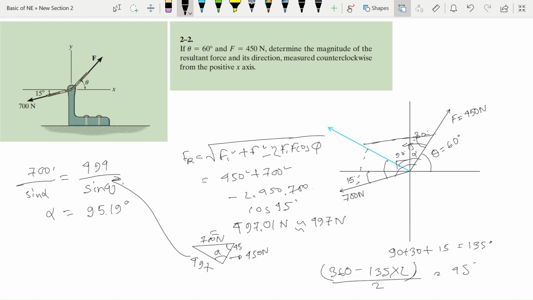Again, here it is told to measure counterclockwise, so we have to determine the angle from here. So the angle would be 60 plus 95.19, which would be 155 degrees. That's all, everyone.